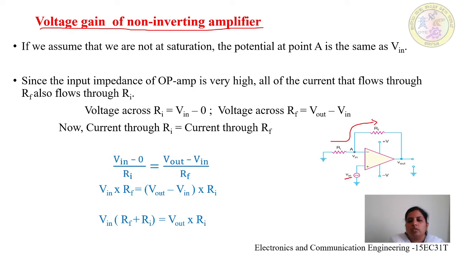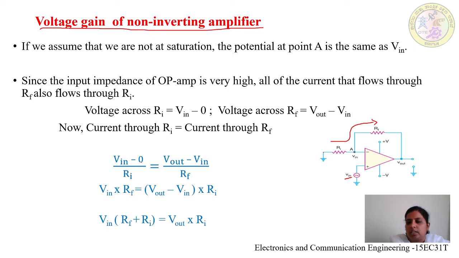So here, the current through Rin is the same as the current through RF. The current through Rin is given by Vin minus, and here the voltage is 0.